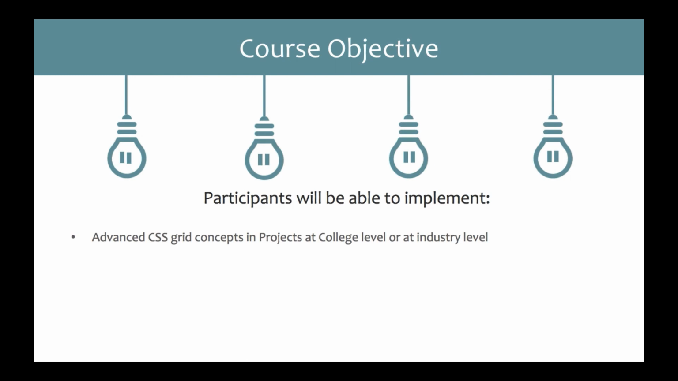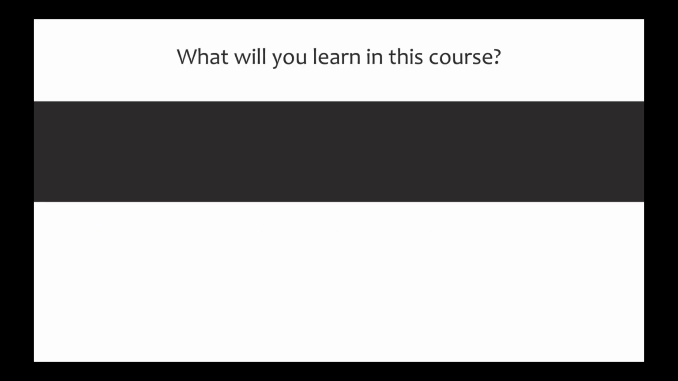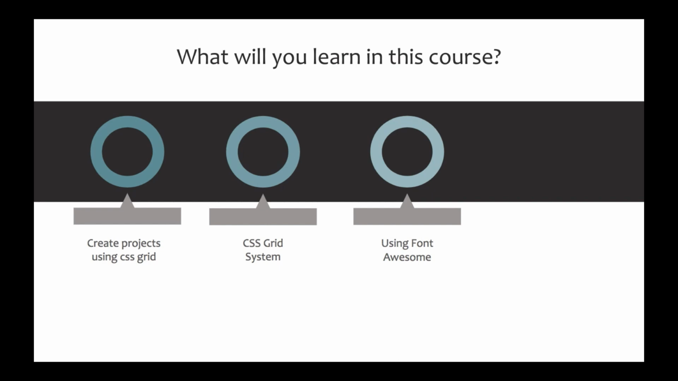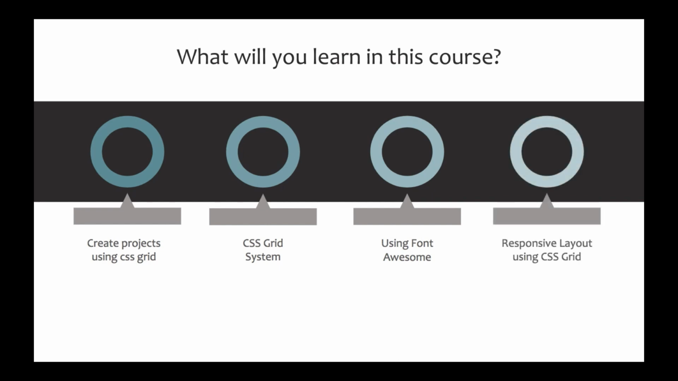Course objective. Participants will be able to implement advanced CSS grid concepts in projects at college level or at industry level. What will you learn in this course? You will be able to create projects using CSS grid. You will be able to understand the CSS grid system. We will be using Font Awesome for our projects. You will be able to create responsive layouts using CSS Grid.